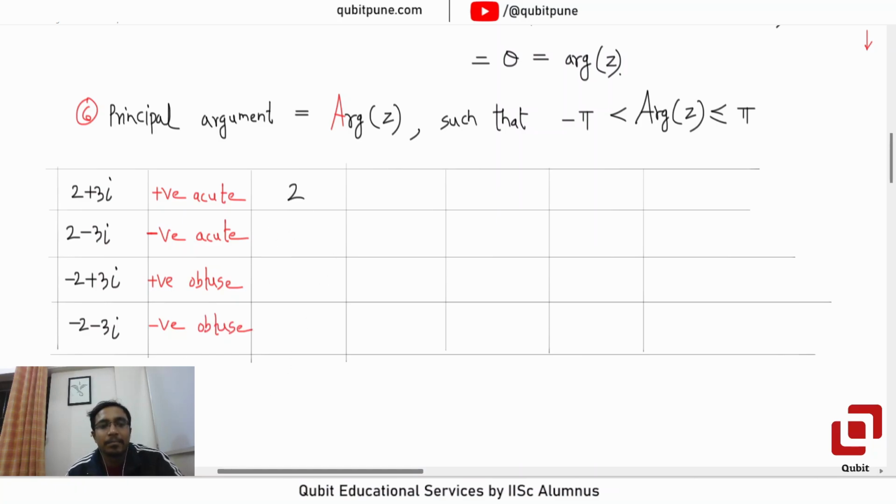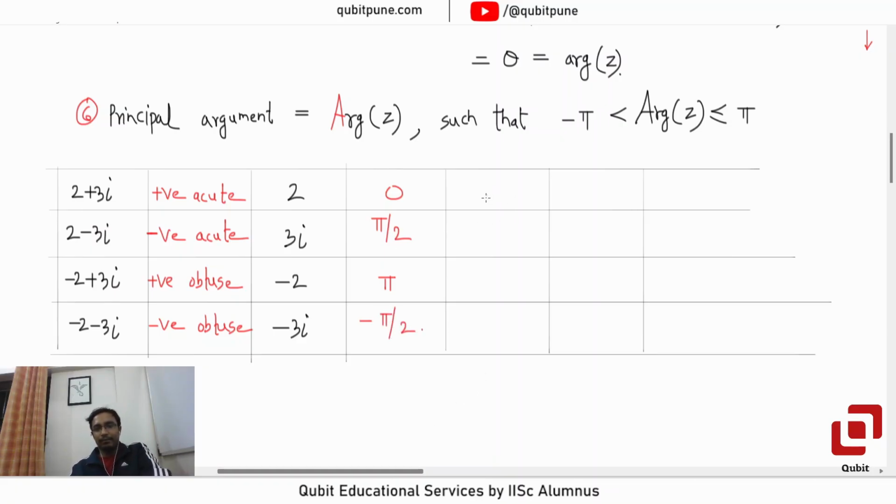2. It is 0. Degrees or radians doesn't matter. 3i. What will be the principal argument of 3i? Anyone? Pi by 2. Right? Pi by 2 because it lies on the positive y-axis. Negative 2: pi, not negative pi. Okay? Because pi is included, negative pi is excluded. Correct. Negative 3i: yes, don't say 3 pi by 2. Although 3 pi by 2 is right, we are only considering the principal argument. So negative pi by 2.